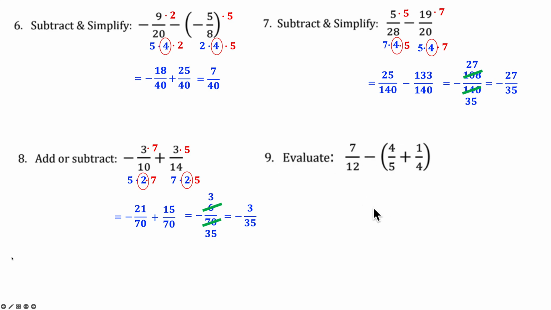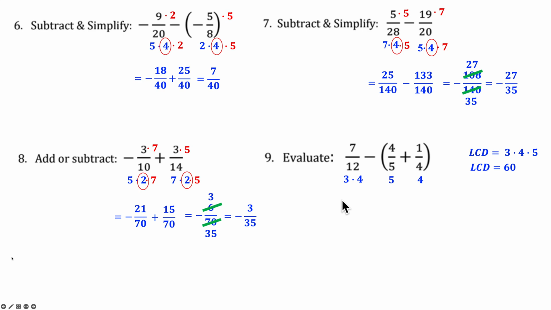Number 9, let's see. 5 can't go into 12. 4 can, so let's break the 12 down to 3 times 4. Now here, because I have different denominators, we need to find the least common denominator. So you have to use the 3, we have to use the 4, and we have to use the 5. Don't use the 4 again, we've already used it. So the least common denominator, 3 times 4 times 5, is going to be 60.